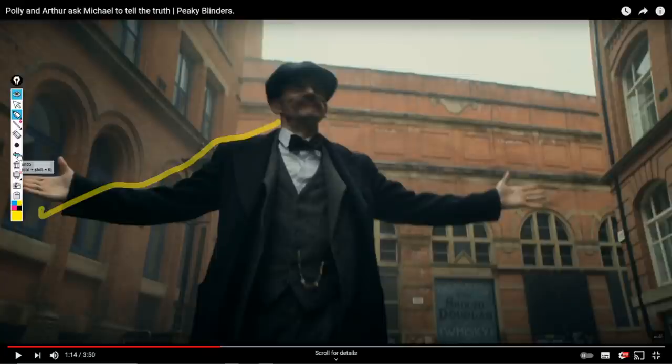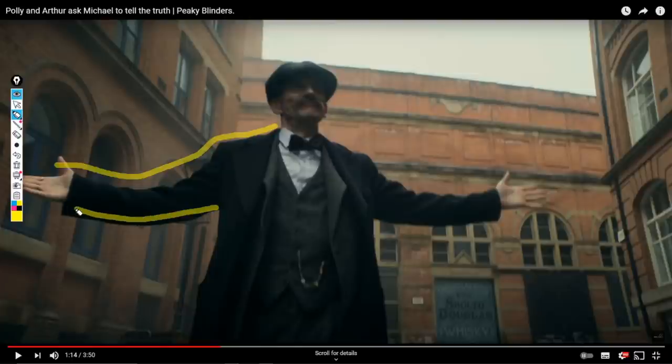Sorry, guys, I slipped off my armchair there. Or should I say armrest? I'm not exactly sat in an armchair doing this, am I? But he's got the wide arms here. He's taking up as much space as possible. He's got the loudest voice. This is textbook aggressive, dominant, assertive body language. This is fantastic.